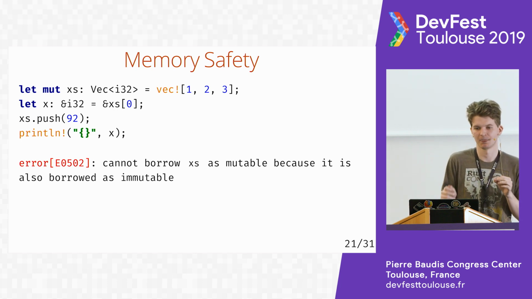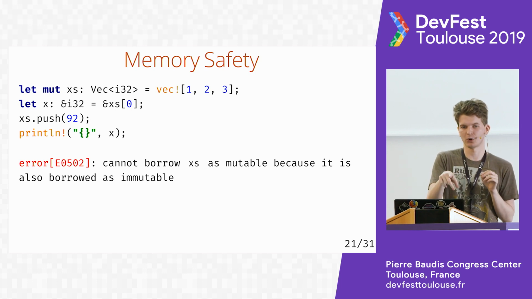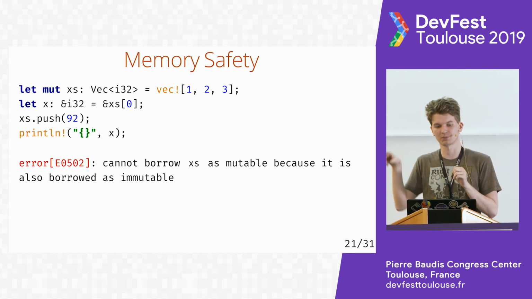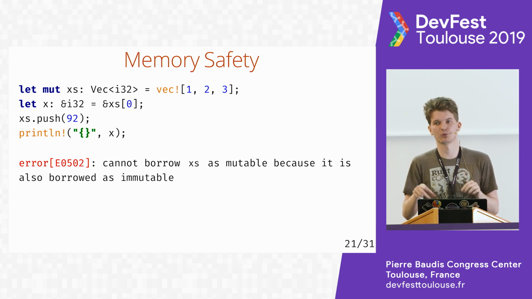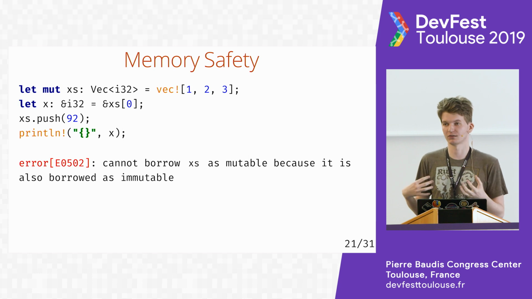give a single example. Here we have our familiar vector. We take a reference to the first element of this vector. So this x points to 1, which is stored on the heap. After that, we try to push a new element into the vector. And then we try to print the first element.